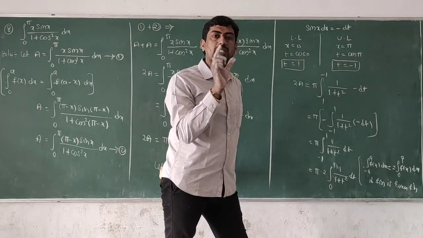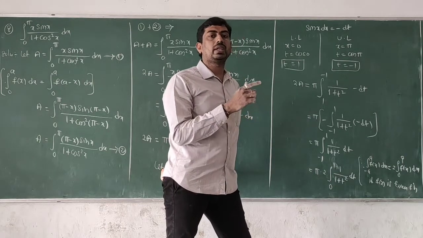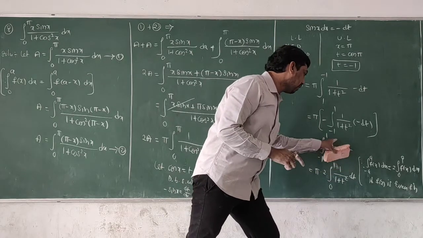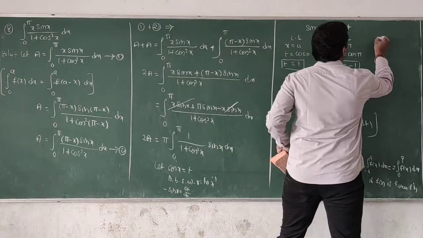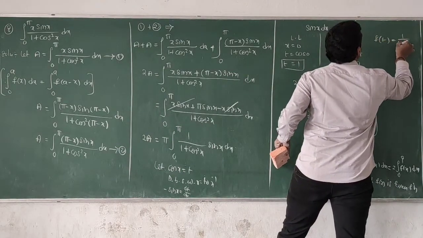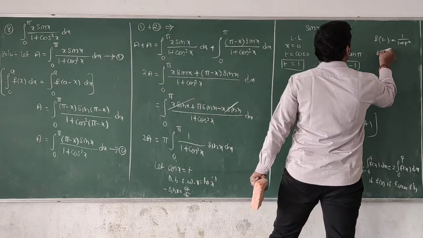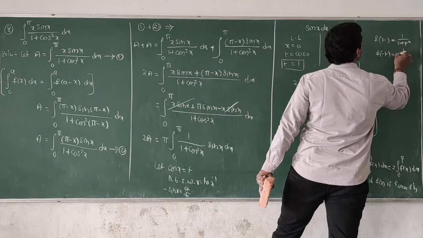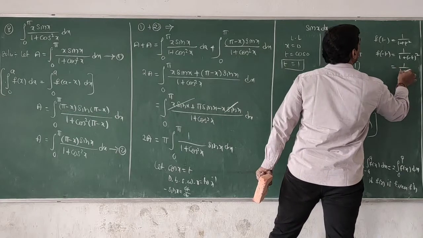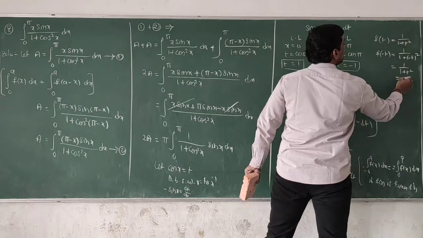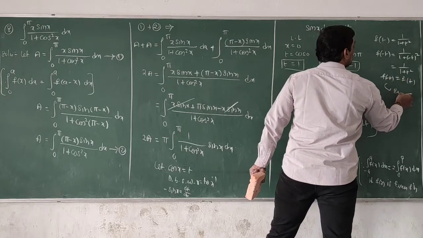Whenever we can say that a function is an even function, it means if f of minus x equals f of x, then f of x is an even function. Here f of t equals 1 by 1 plus t square. We need to check whether f of minus t equals f of t or not. In the place of t, substitute minus t: 1 by 1 plus minus t whole square. Minus t whole square is plus t square, so 1 by 1 plus t square, which is f of t. f of minus t equals f of t. Therefore, this one is an even function.